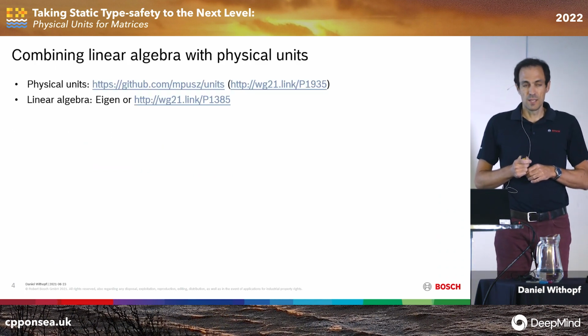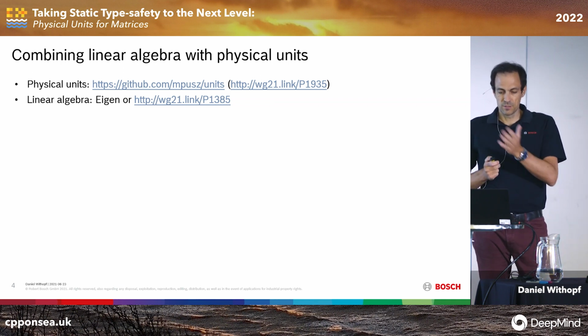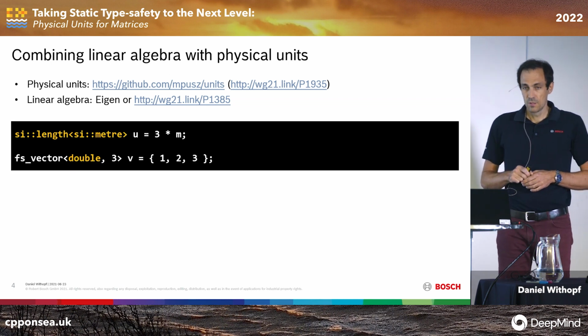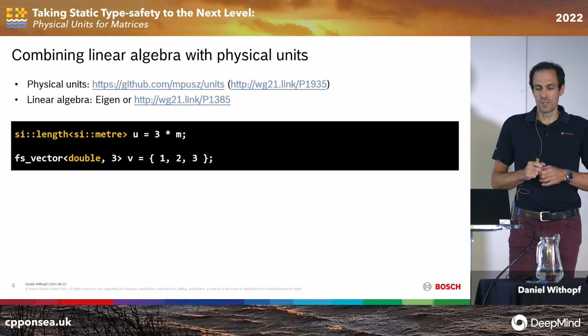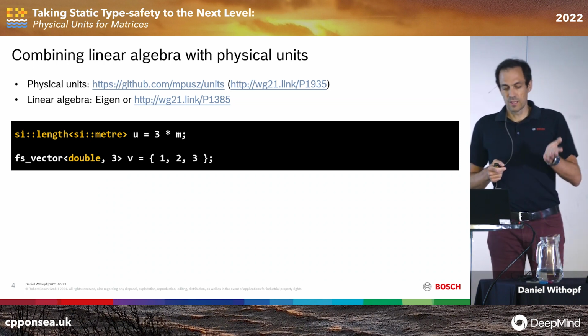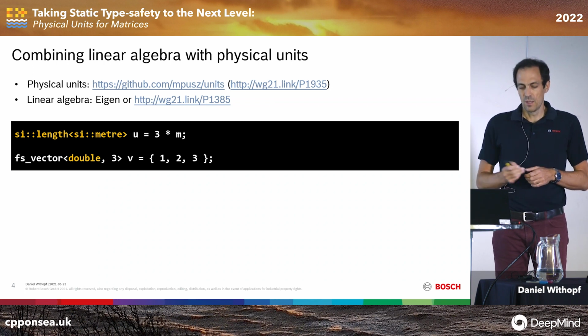Now let's see how we can combine linear algebra with a physical units library. As I mentioned, for physical units, there's P1935 by Matrices. For linear algebra, there's, for example, Eigen, there's a Blaze library, or P1385, which is also a proposal for the standard library. Now, this code example here shows how we can use the two libraries. The first code line creates a physical quantity with a dimension of length and a physical unit of meters. And the second line, that's taken from P1385, creates a three-dimensional vector with a scalar type double, and you simply list the three elements that you want to create.